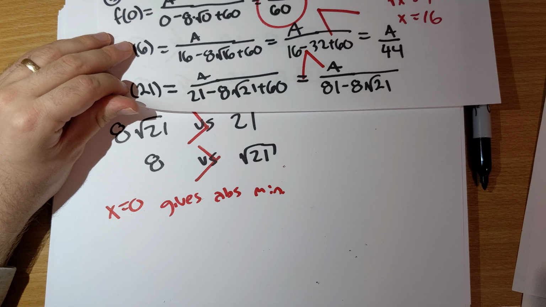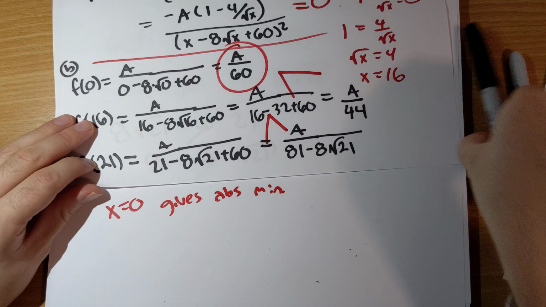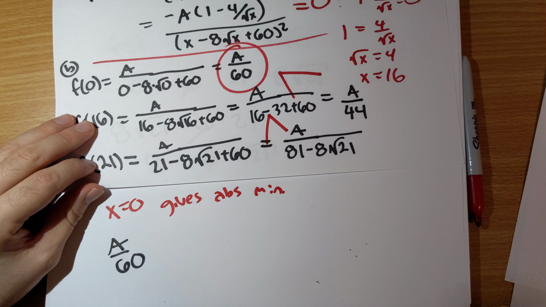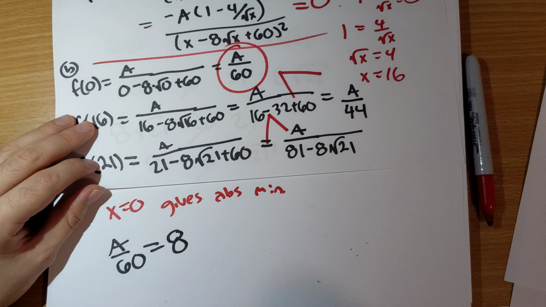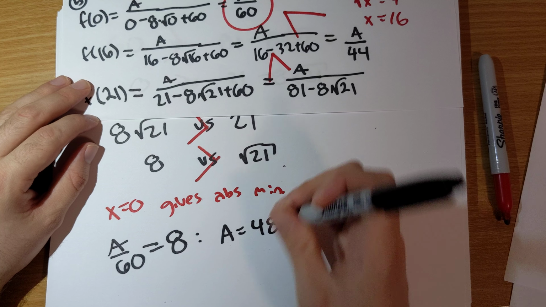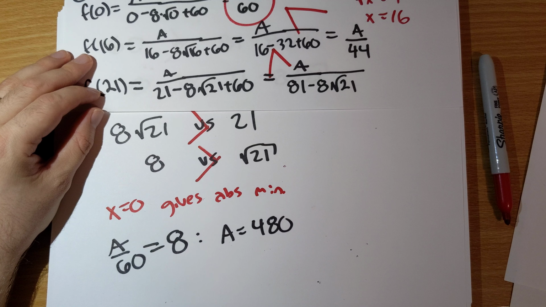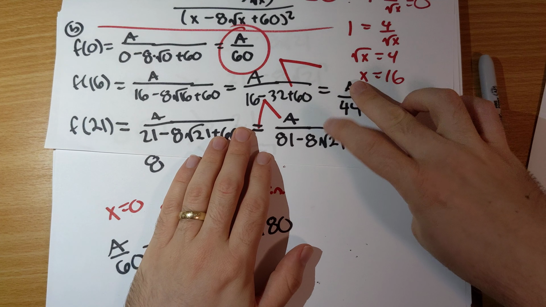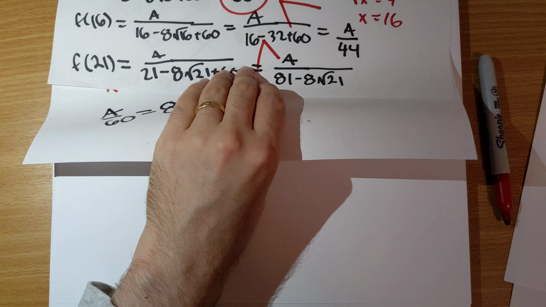For part C, find the value of a. Well, we know the absolute minimum is a over 60, and go back and look at the problem statement, the absolute minimum is equal to 8. So a is equal to 8 times 60, which is 480. And so then finally, find the absolute maximum of f on the interval from 0 to 21. Well, we know that a is 480. We'll slide that in. We just have to compare which one is bigger between these two fractions.